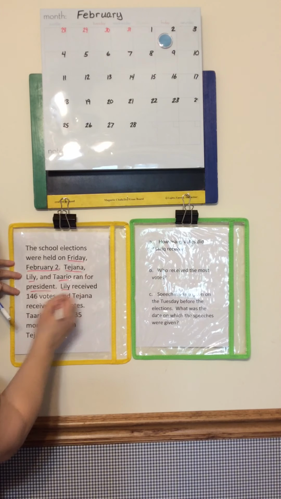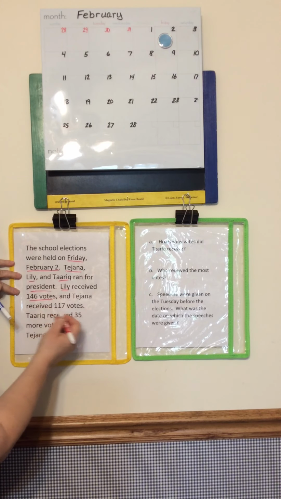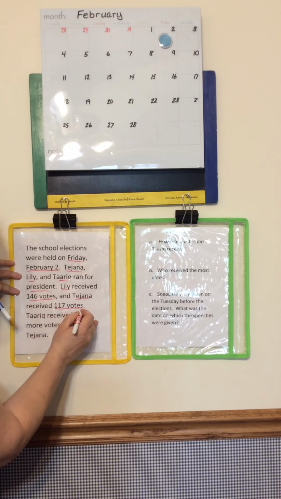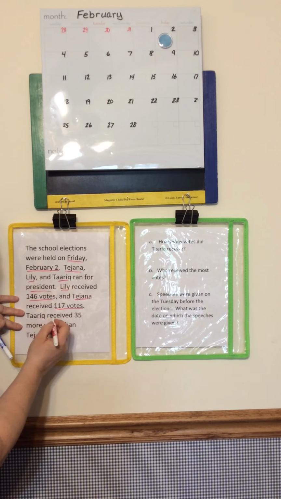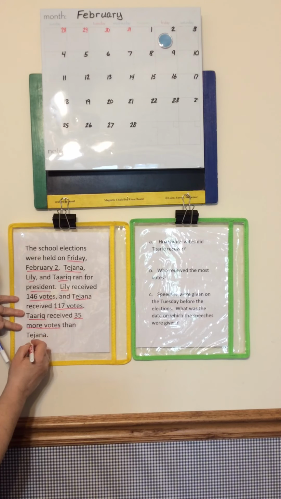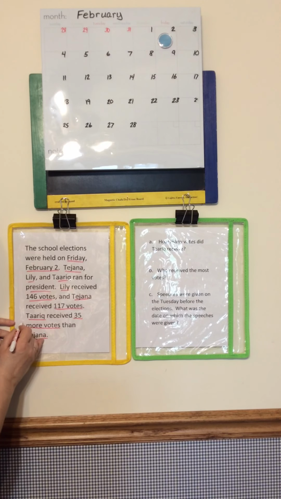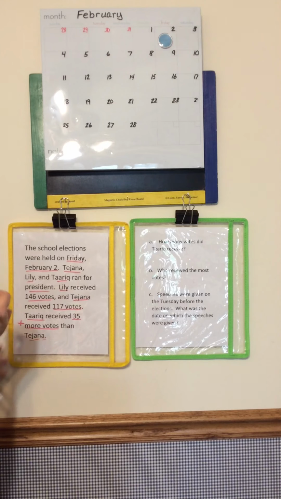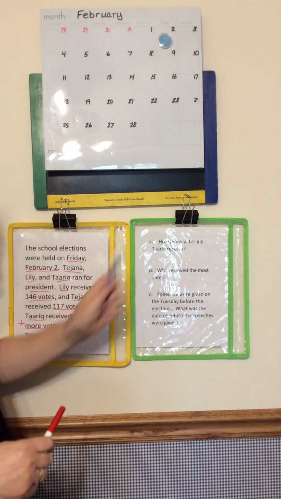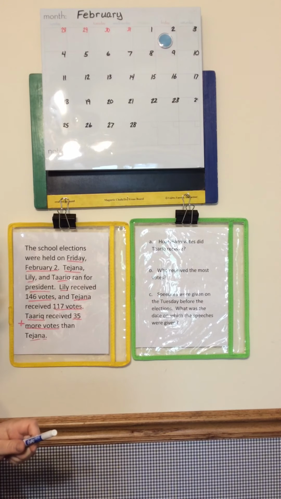Lily received 146 votes. Tiana received 117 votes. And Tarek received 35 more votes than Tiana. Remember, more tells us we need to add, so we're going to put a plus sign next to that to help us remember. Now let's go over our questions that we need to answer.